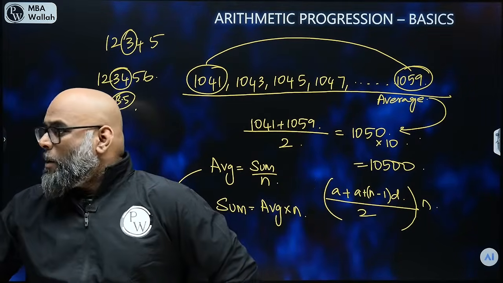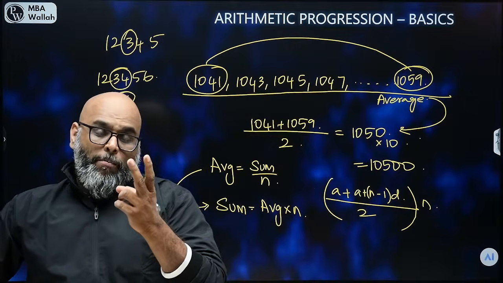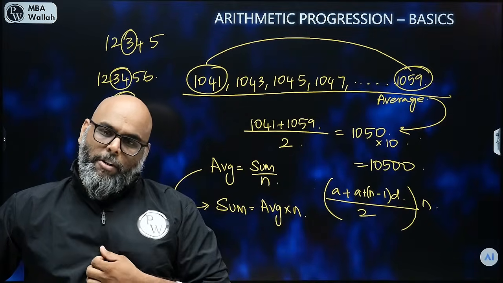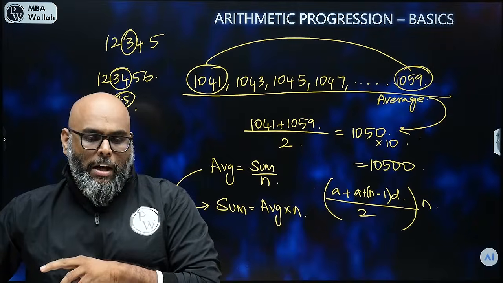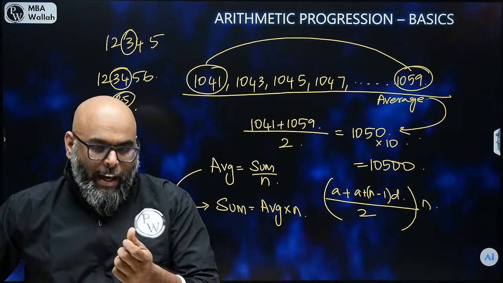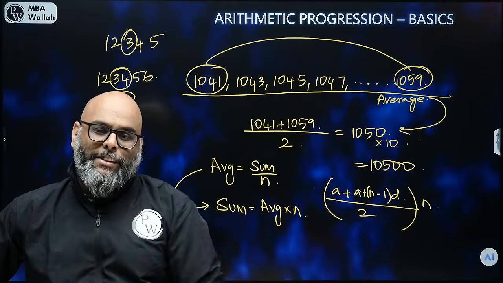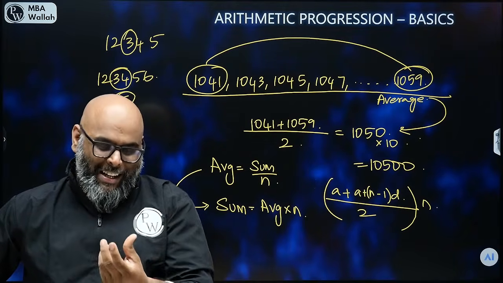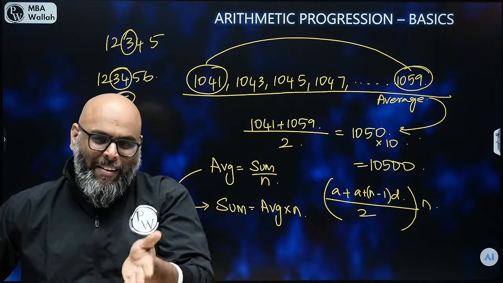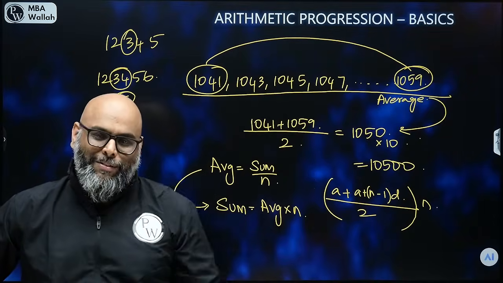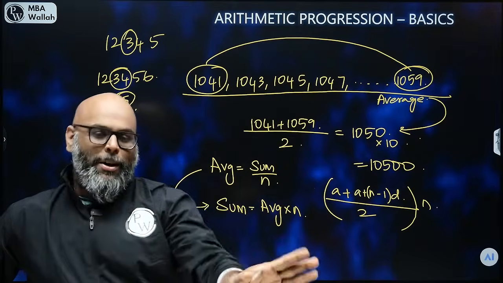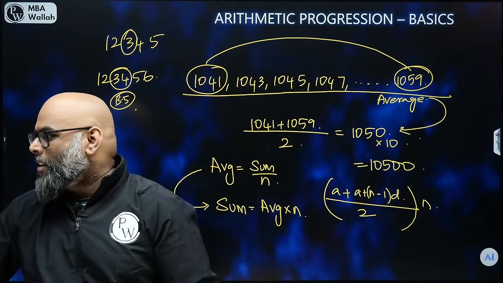If there are an even number of terms, the middle of the middle two terms will be your average. Clear? If there are 100 terms, the average lies in the middle of the 50th and 51st term, right at dead center, 50.5. Think about it as the 50.5th term, that will be your average. Clear?